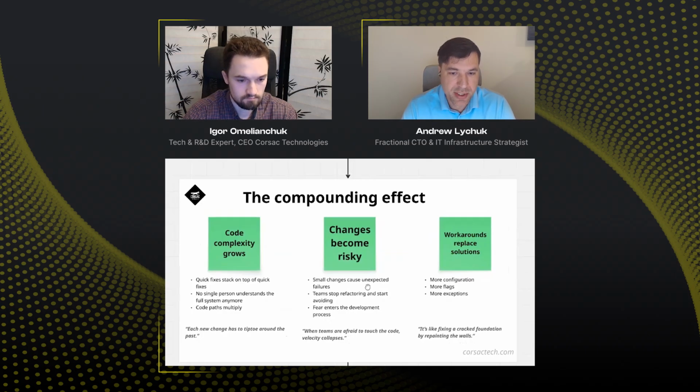When teams are afraid to touch the code, velocity collapses. Workarounds replace solutions. Instead of fixing root causes, the team keeps adding more configurations, more flags, more exceptions. It's like fixing a cracked foundation of a house by painting the walls. The same.